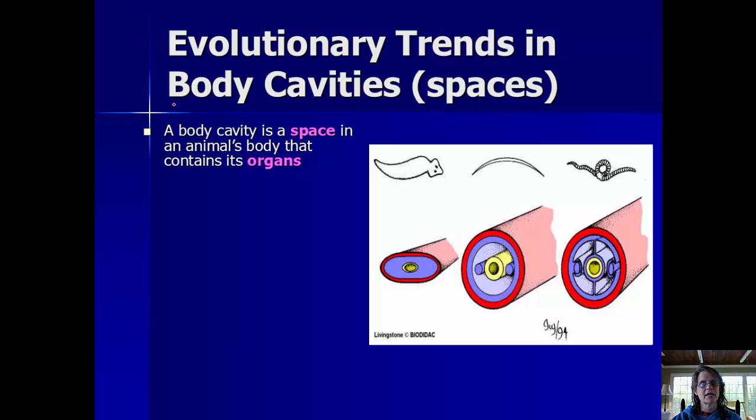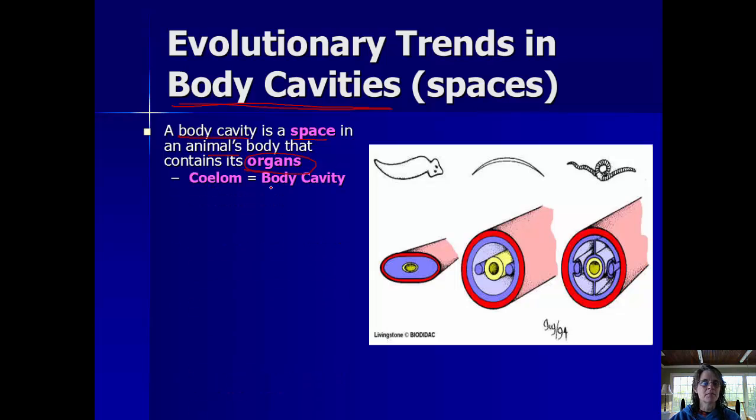Now, tissue layers lead us to a discussion of things that develop within those tissue layers, okay? A body cavity, or a space in the body where organs develop. So a body cavity is a space in an animal's body that contains its organs. So it's not the same thing as a stomach. A stomach is a chamber, a space in your body into which you put food. But that's not a body cavity. A body cavity is the place where your stomach forms and lives and all your other internal organs, okay?